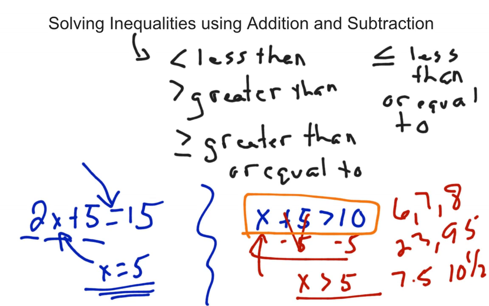So that's the big difference between equations and inequalities. Number one, the symbol. But our answer is, when we're doing equations, you get one exact answer, whereas when you're doing inequalities, you get multiple answers. So x is greater than 5, which really means anything larger than 5 works.